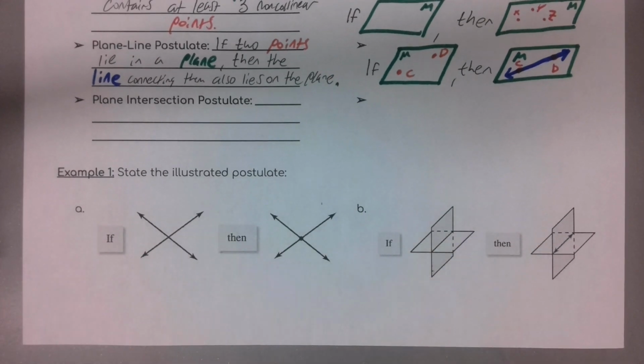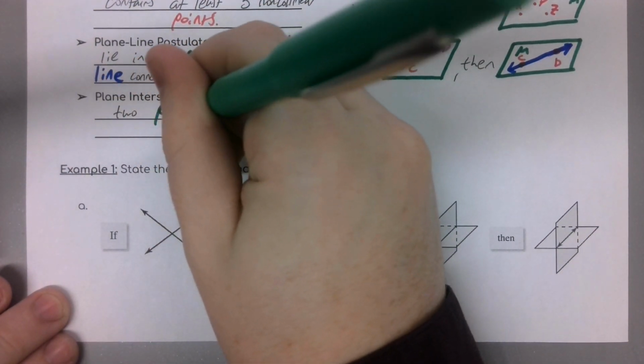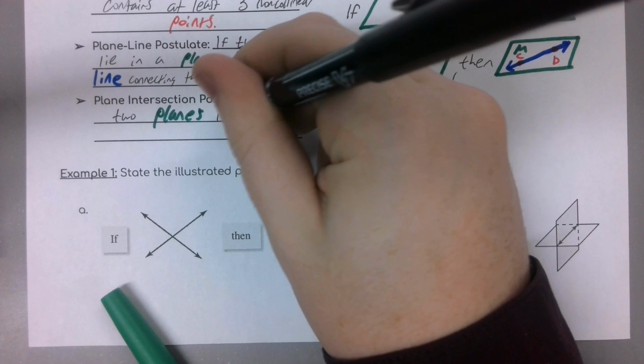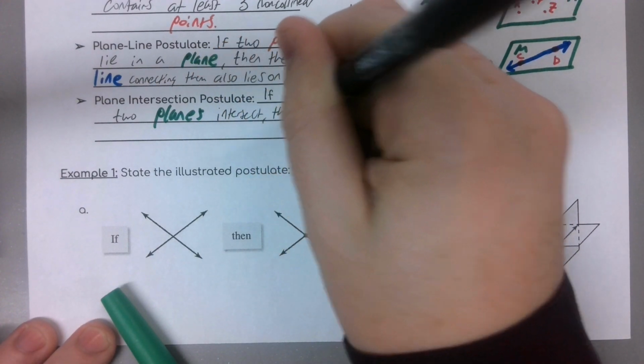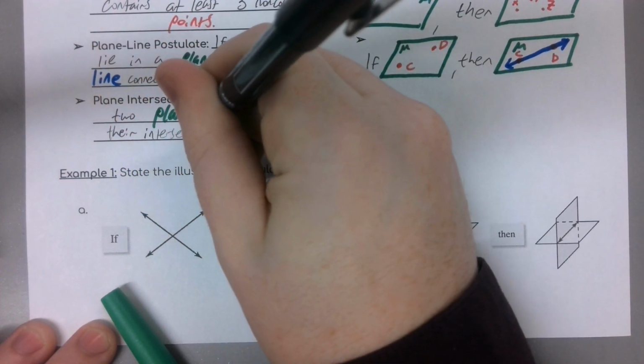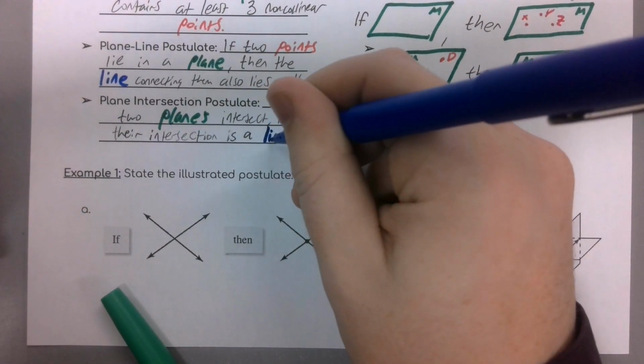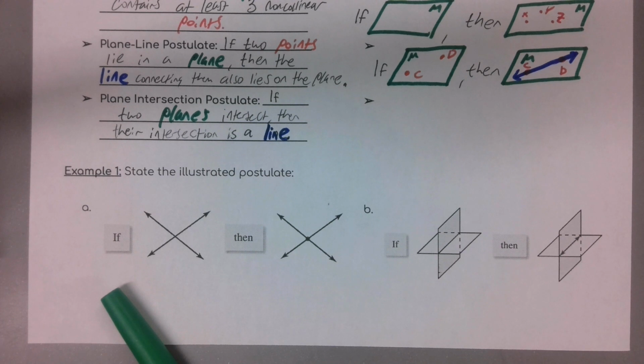Last but not least, we have the plane intersection postulate, which is kind of like the line intersection postulate. The plane intersection postulate says, if 2 planes intersect, then their intersection is a line. Oops, forgot to color code that. It will be a line. So this time, when 2 planes cross, it makes a line. Let's see this in action.